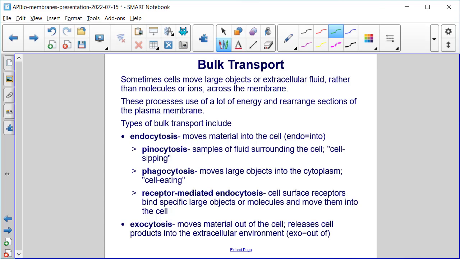the cell. All right, if we're not moving things into the cell via bulk transport, we move things out of the cell, and that's known as exocytosis, which moves material out of the cell and releases cell products into the extracellular environment. Exo meaning out of.